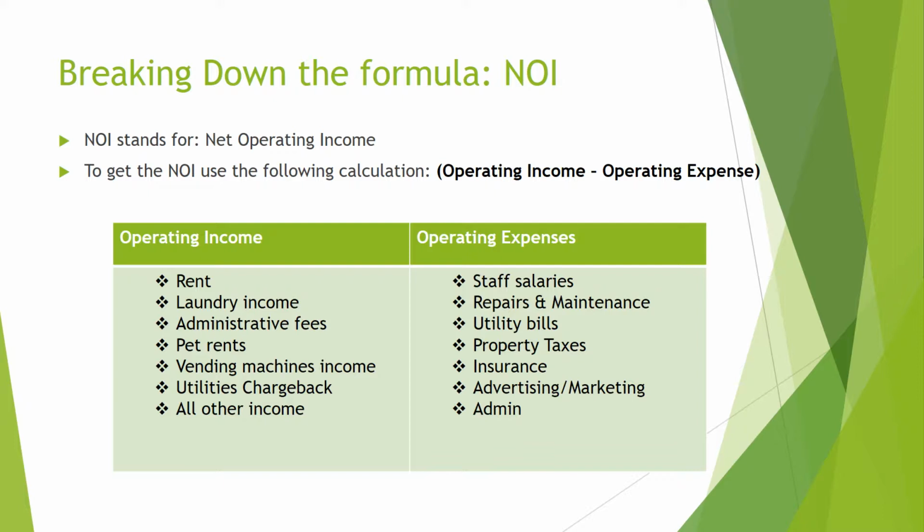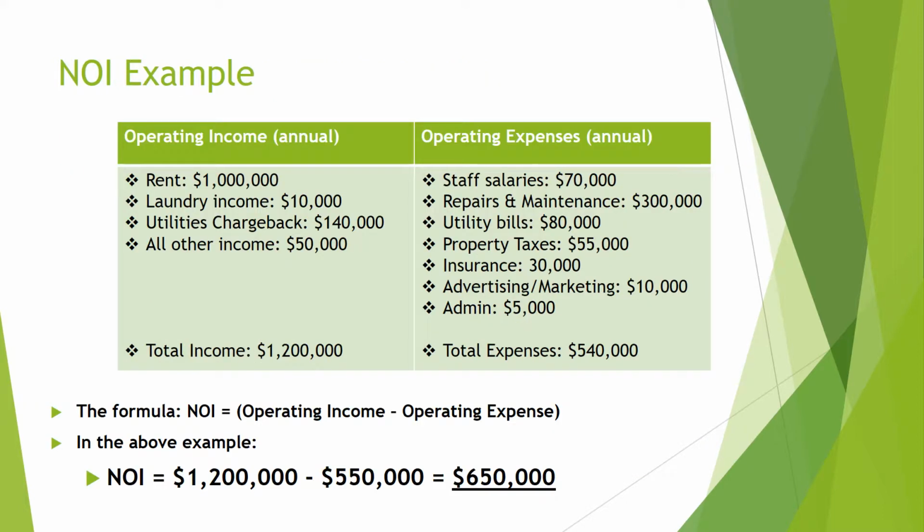Property taxes are one of the major expenses most properties have out there. Insurance, obviously, administrative, and marketing and advertising. These are all buckets where we put things like Facebook ads, circulars, brochures, CPA costs, and all these things. So let's take a look at an example of how we calculate net operating income.